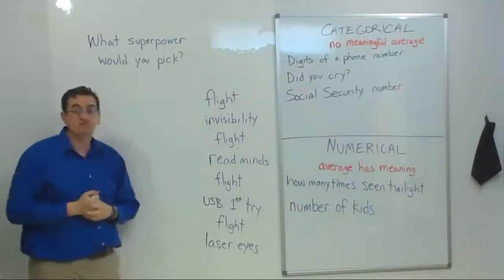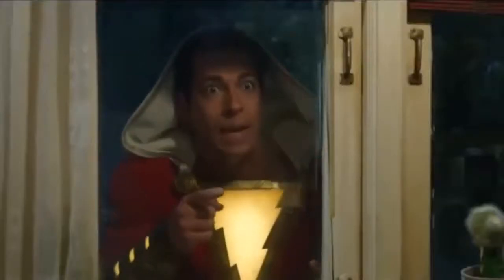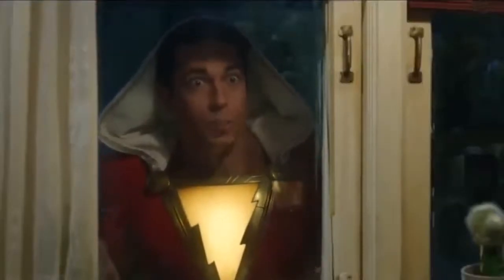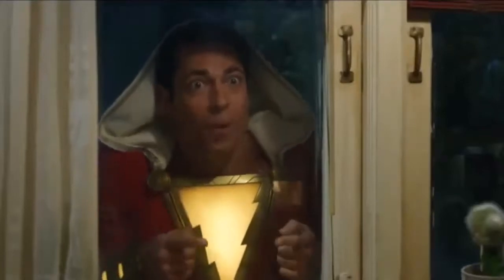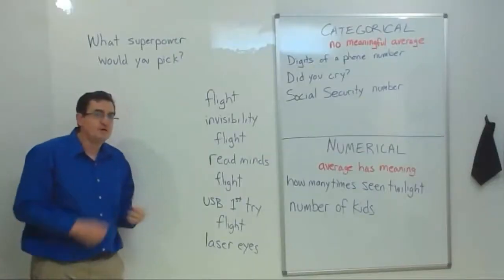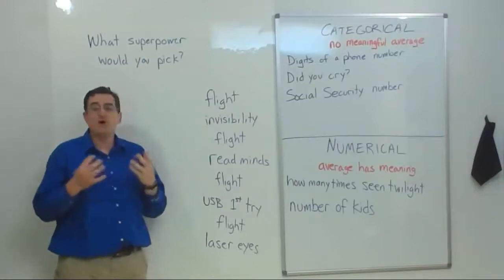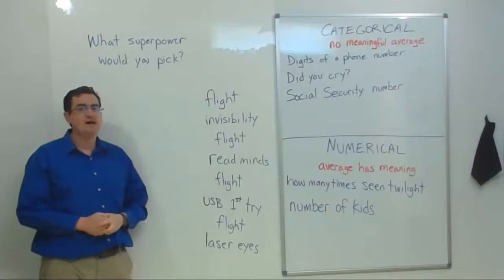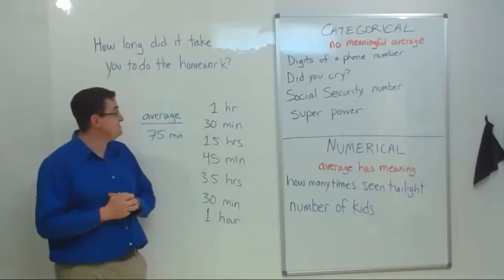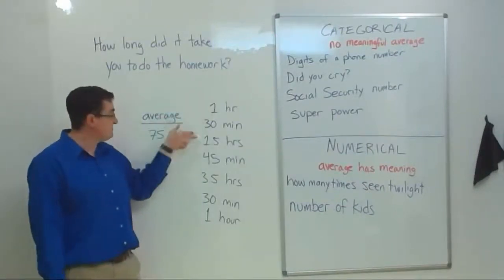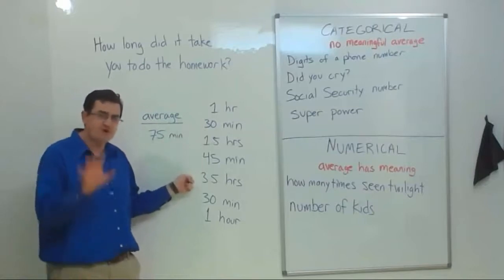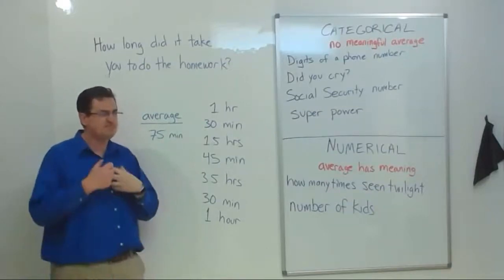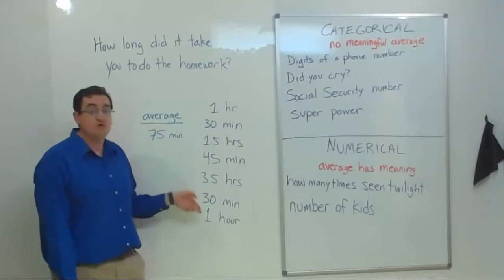Let's ask people, what superpower would you pick? You asked me, flight or invisibility. I thought that was stupid, but now I look like this and I need your help. Well, how are you going to average this? You could tally them. There are things you can do with this data, but an average isn't going to make sense. How about, how long does it take you to do the homework? 1 hour, 30 minutes, hour and a half, 3.5 hours? There are some homeworks later that take that long. Probably not this one. But could we average these?